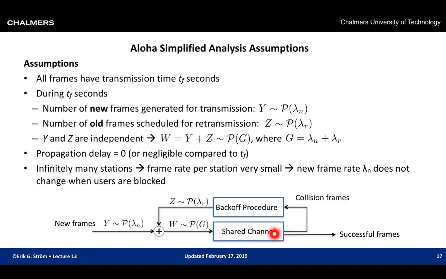Then, if we're lucky, some of these frames will be successfully transmitted and they leave the system. Some of them will be colliding and they are then fed back into the backoff procedure, and then eventually need to be retransmitted. So some packets go along in this loop until they pop out, right? And at the same time, new packets come in here. So this is the dynamics of the whole thing. Questions?